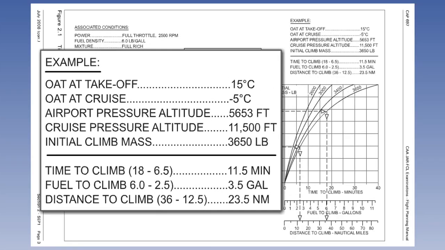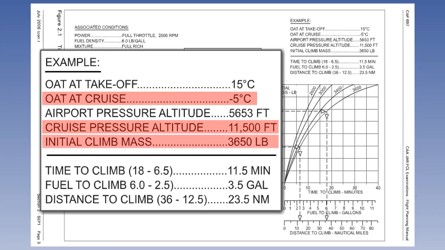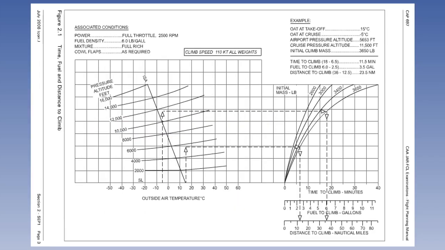An example of how to use this graph is shown, and the numbers used are printed in the top right corner. The example shown is rather comprehensive, so we shall only use a part of it. Our example involves a climb from sea level to 11,500 feet, where the outside air temperature is -5°C, with an initial climb mass of 3,650 pounds. Start by entering the graph from the left side of the baseline at the cruise level outside air temperature, in this case -5°C. In fact, the lines for our example are already on the graph, so we will be following those.